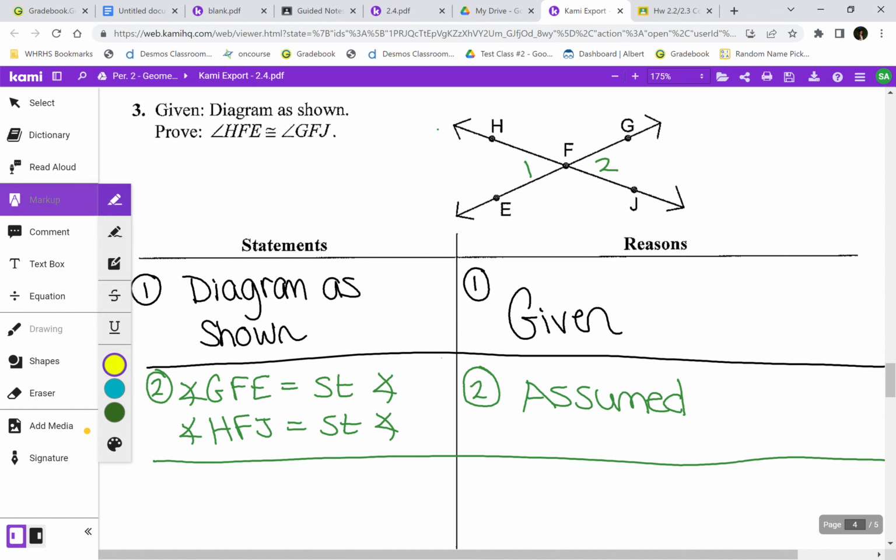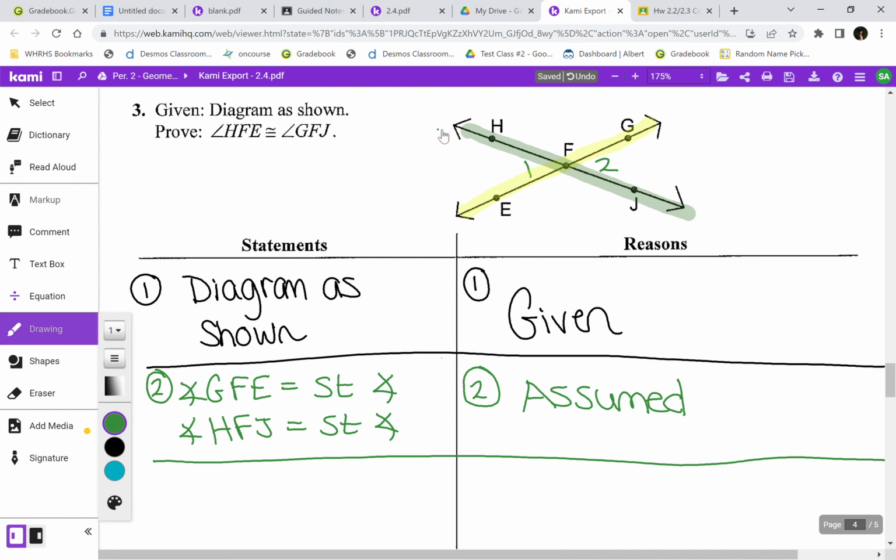All right, let me highlight what we have here. So let's start off with GFE, the straight angle. And then I'll highlight the other straight angle, HFJ. So we have the yellow straight angle, we have the green straight angle. Stick with me for a second. Do you all see angle EFJ? I'm going to call it angle 3. Follow where I'm going with this. What is the relation between angle 1 and angle 3?